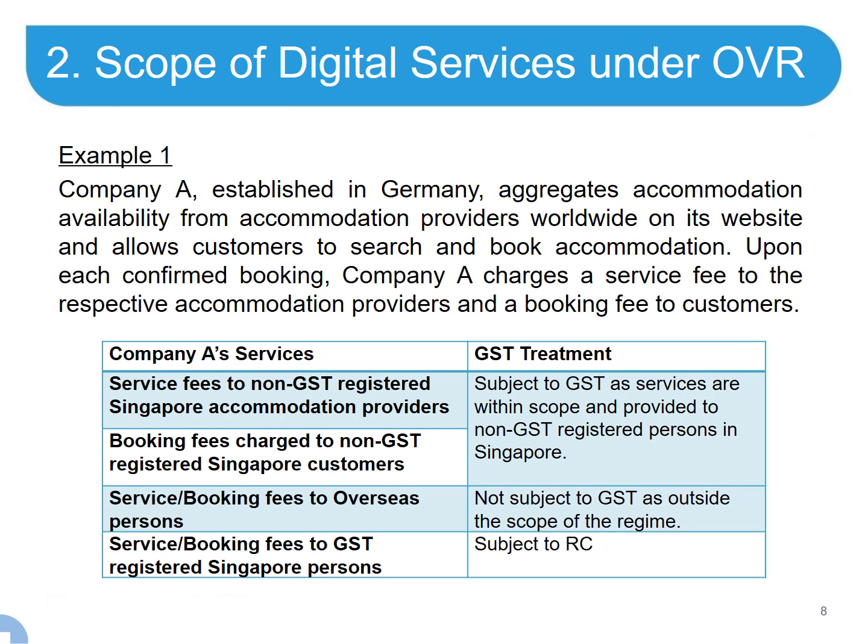Next, we will look at an example of Company A, an accommodation listings platform established in Germany. Company A aggregates accommodation availability from accommodation providers worldwide on its website and allows customers to search and book accommodation. Upon each confirmed booking, Company A charges a service fee to the accommodation providers that list their property on its website and a booking fee to customers.